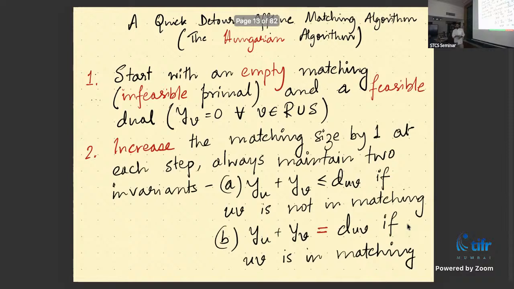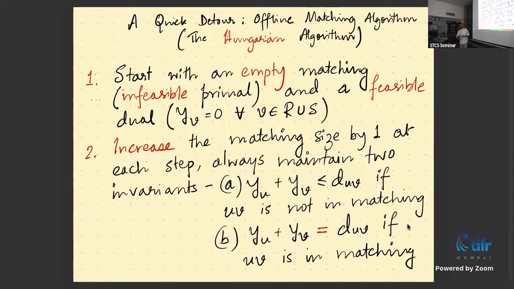Good. Now, here is what we do at each step. At each step, I'm going to increase the size of my matching by exactly one edge. So I'm going to match one new request at every step. However, I'm also going to update my duals in a way which satisfies the following two conditions.